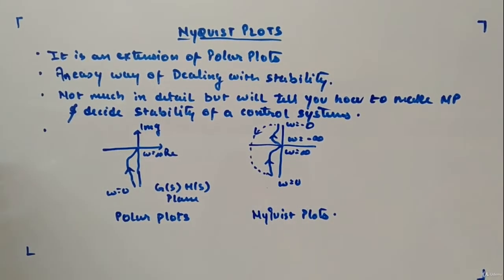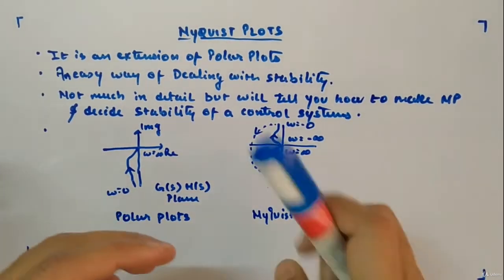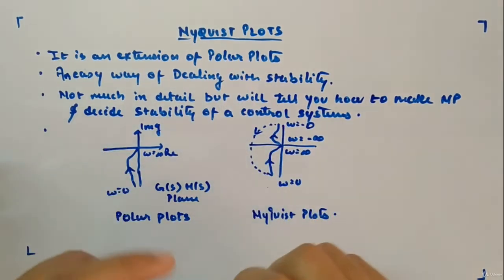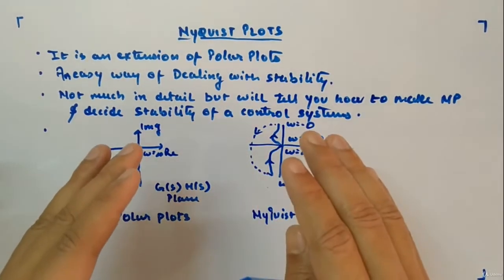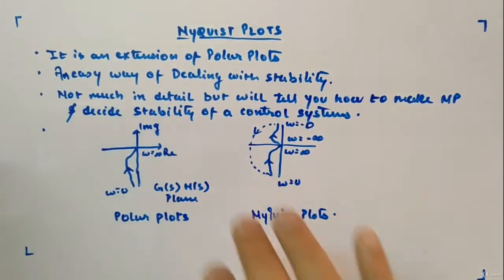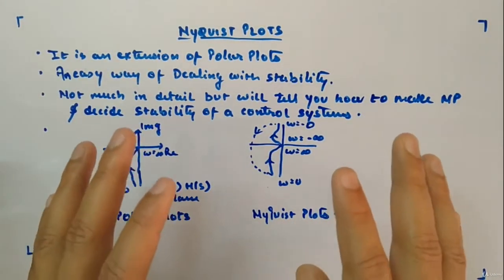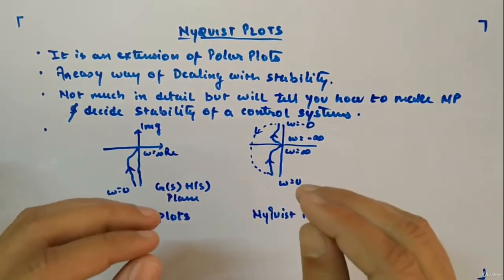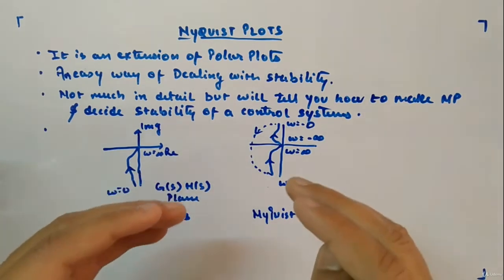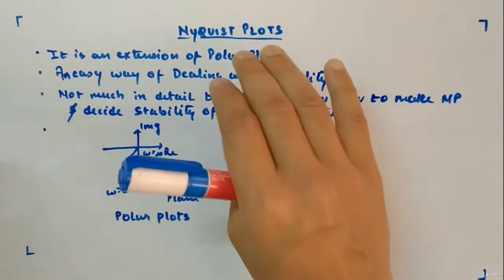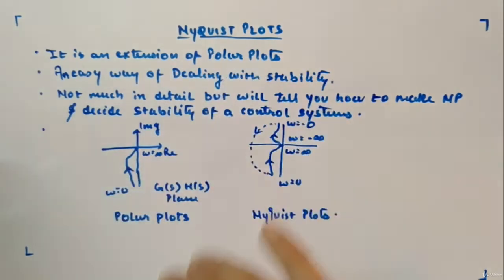Okay guys, from now on we'll be moving towards Nyquist plots. So it's an intro. A Nyquist plot is nothing but an extension of polar plots. We don't have to do anything extra, just a few extra calculations, two or three calculations, and we can make Nyquist plots from polar plots.